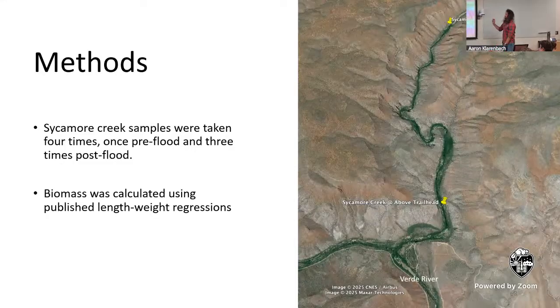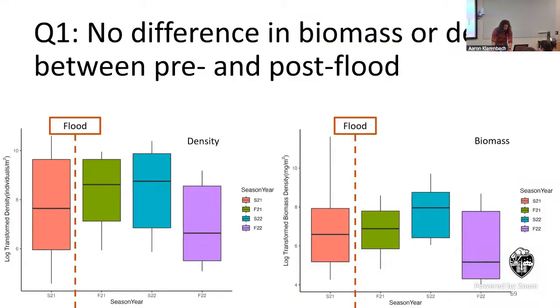For our methods, very similar to what we did for the other project, we sampled for 4 different time series: once we had 1 sample from before the flood and 3 times post flood. And then we also did biomass using published length weight regressions. For biomass and density, we did not see a difference pre and post flood here. There was a small difference between fall 22 and spring of 22, but that is not really what we're focused on here. So why do we see no change there?